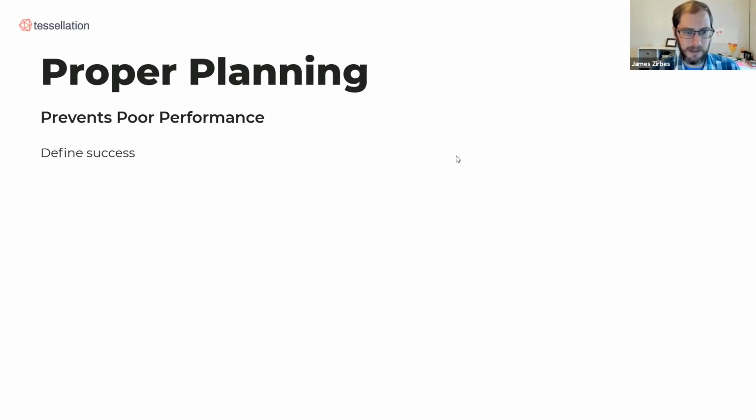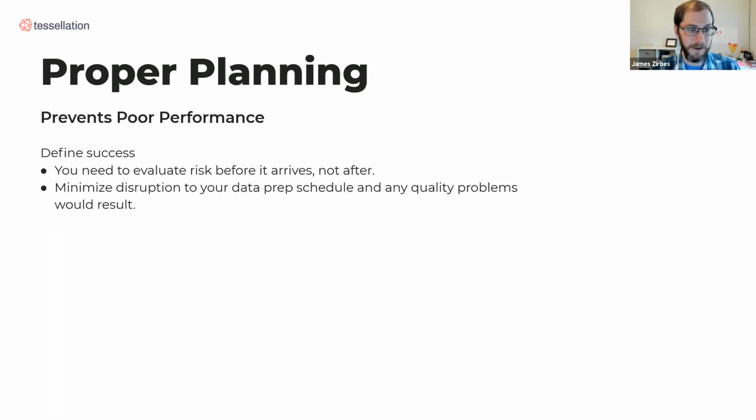So what does success look like? Well, we want to evaluate risk before it arrives, not after, not in an emergency, but we want to anticipate it. And that will help us to minimize disruption to our schedules, the jobs that we're running, the workflows, and the resulting quality problems. Data quality is a huge, recurring thing. It doesn't happen by accident. You have to actively pay attention to it to ensure that it doesn't become a problem, which in turn affects trust within your organization. Are you able to deliver what you said you're going to deliver on time?